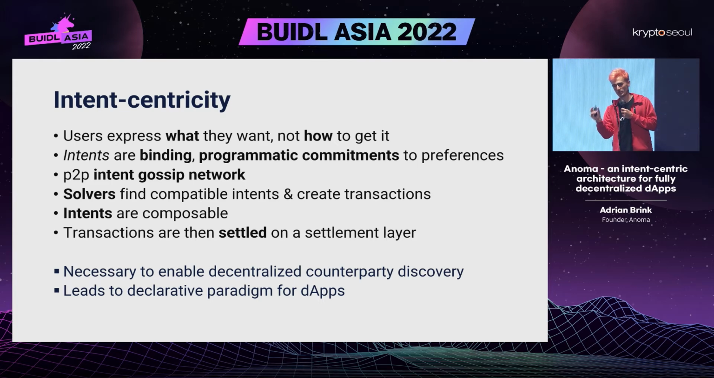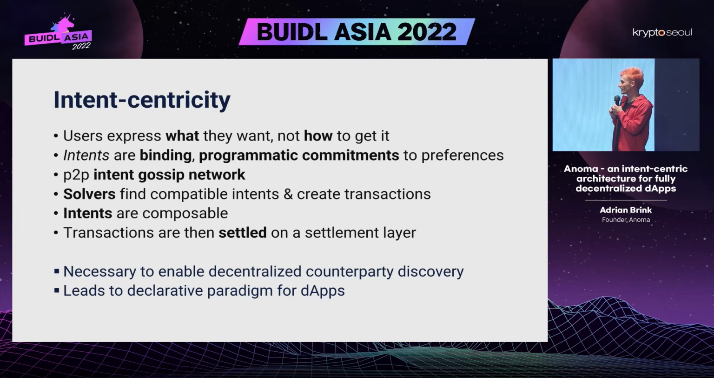And the end step is not that you've authorized some execution trace. The end step is that after the system has figured out what state changes or what execution trace to take, every user's validity predicate just verifies that their state changes weren't violated, that the state changes they authorized were actually implemented. So intents are binding programmatic commitments to state preferences.